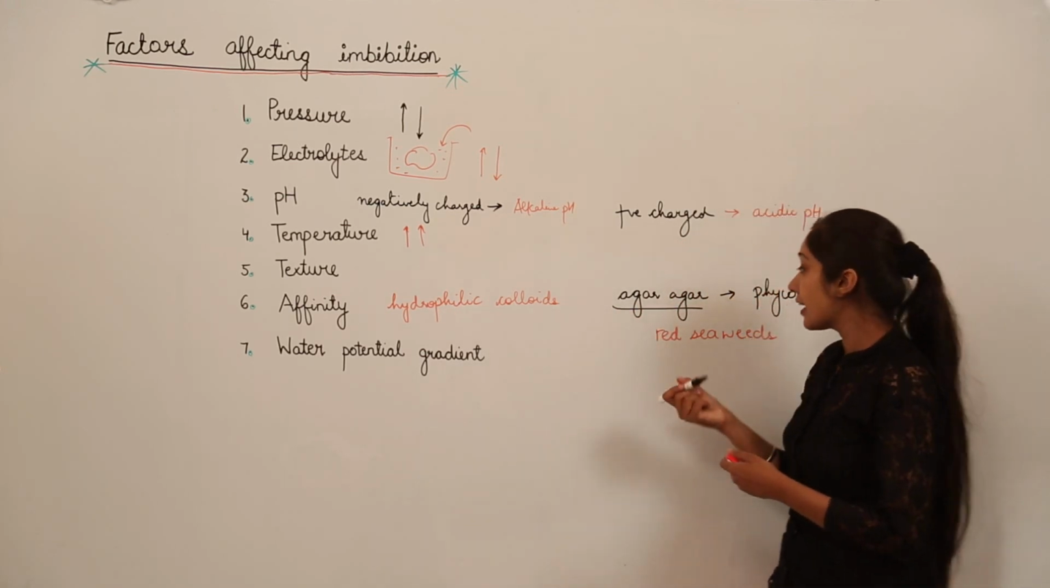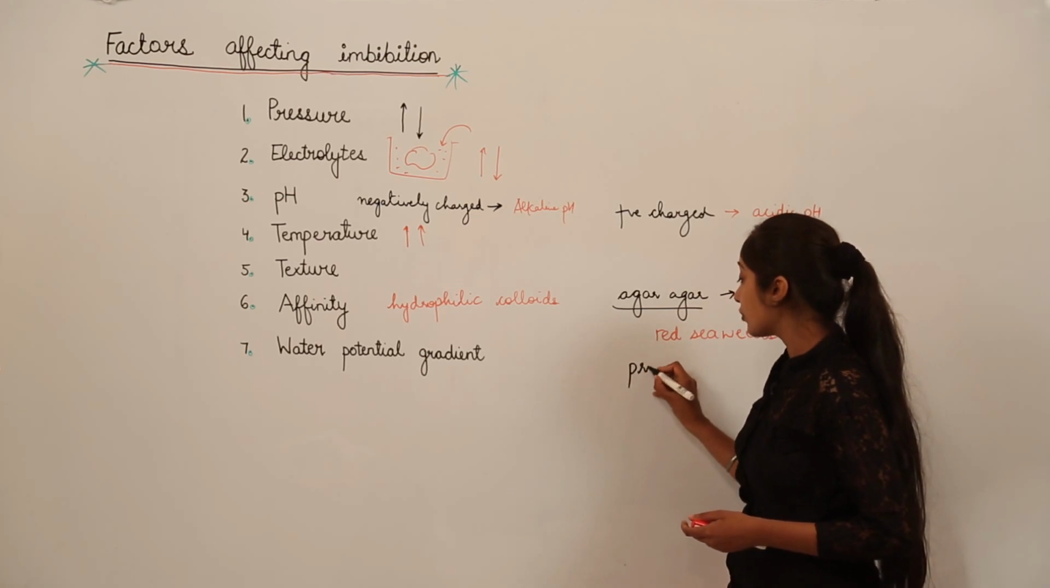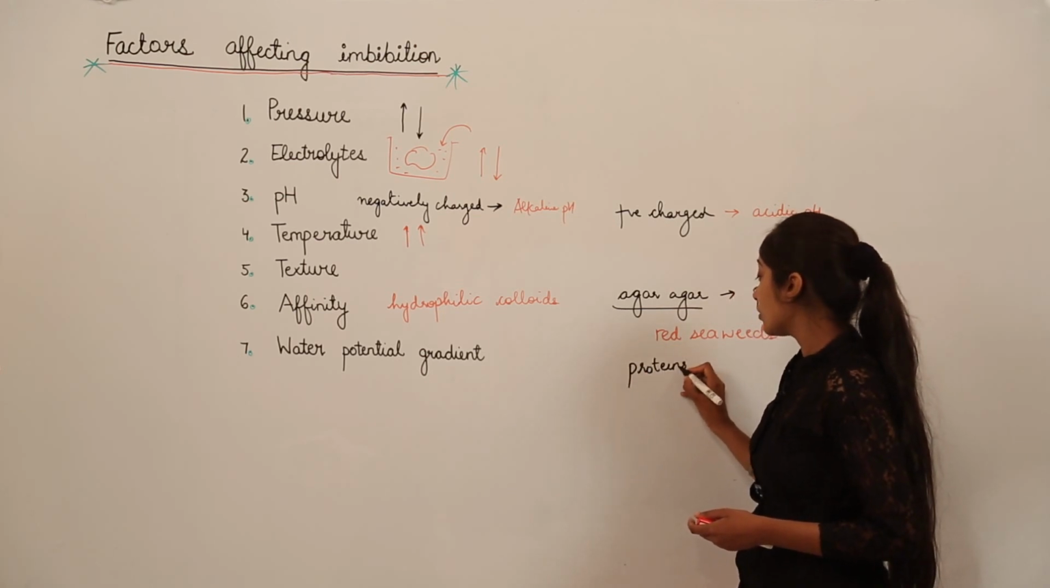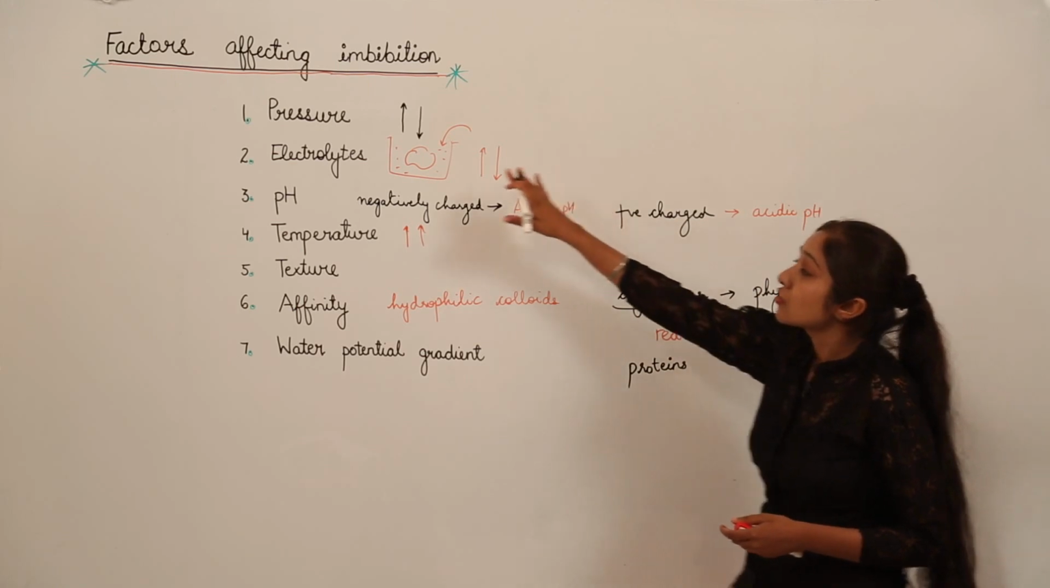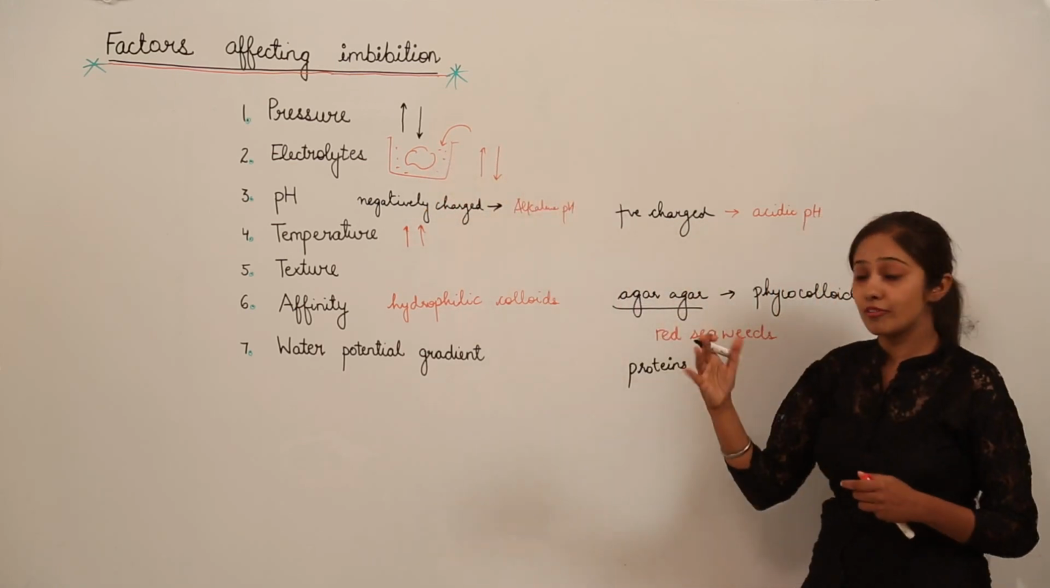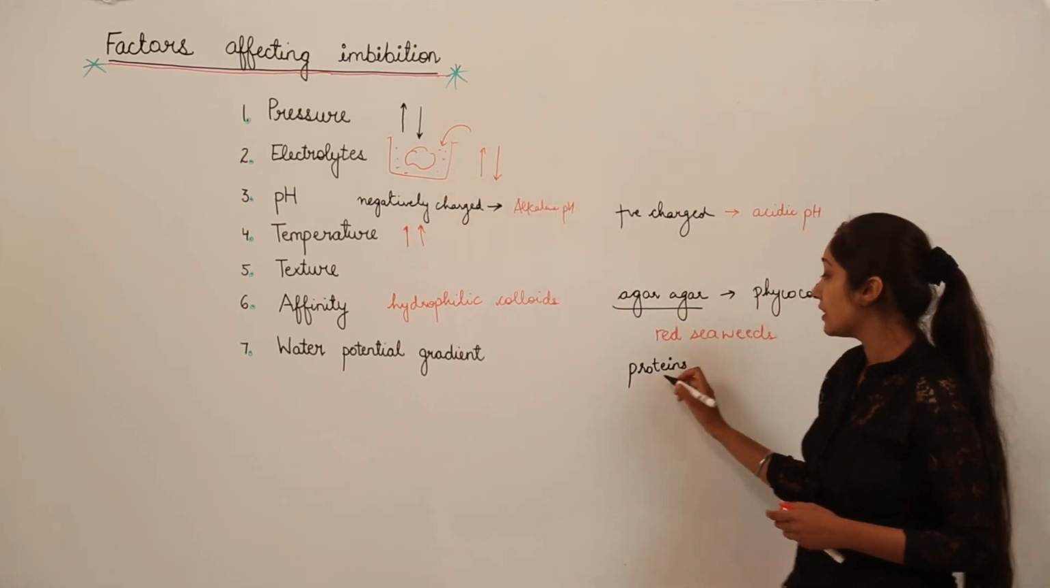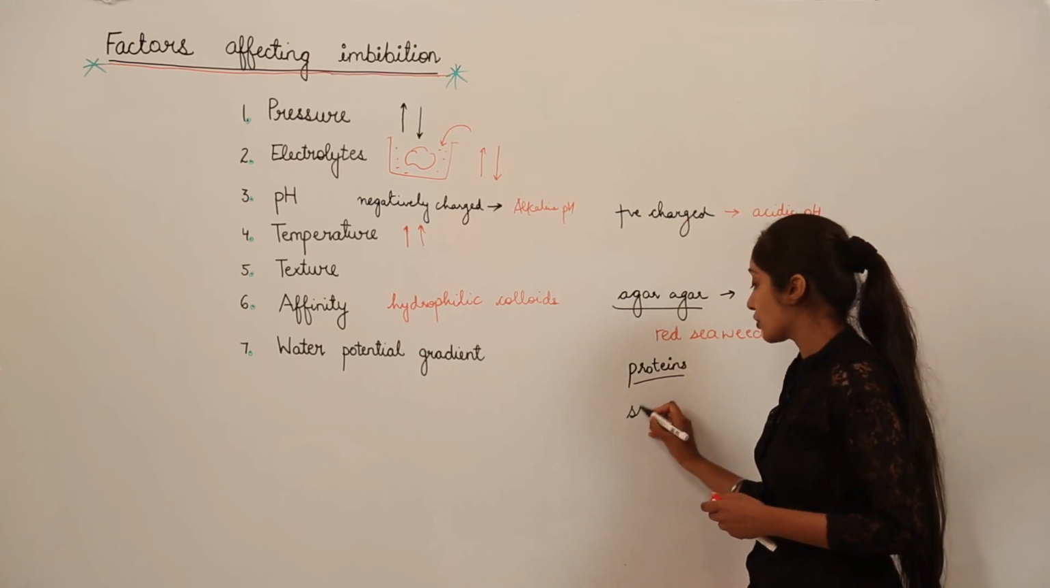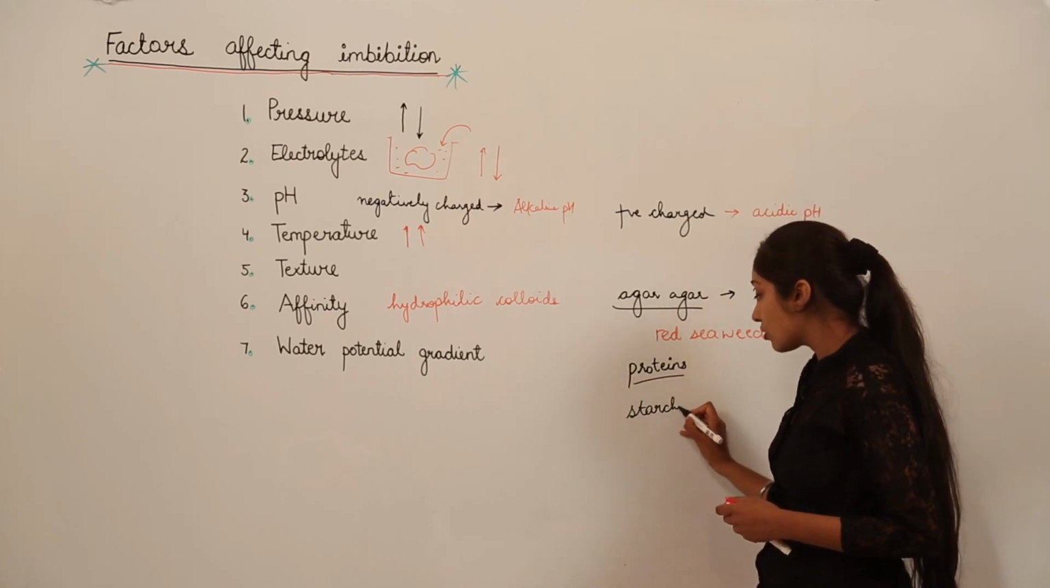Then after agar-agar, we can also talk about proteins. Some proteins are also very good solid materials that show higher rate of imbibition. Then after proteins, we can also talk about starch, cellulose.